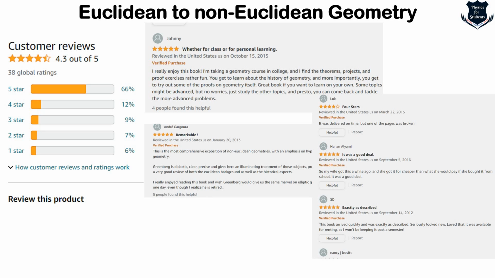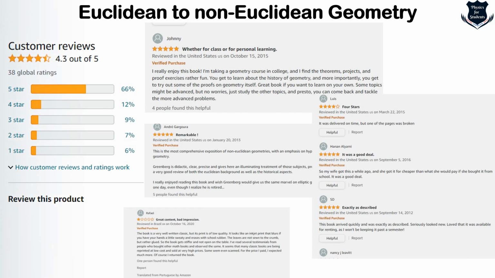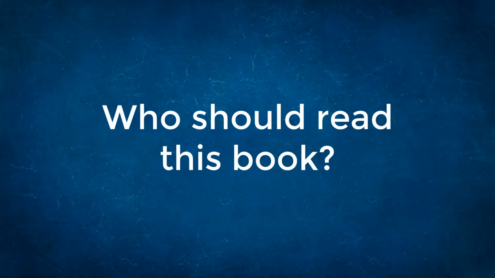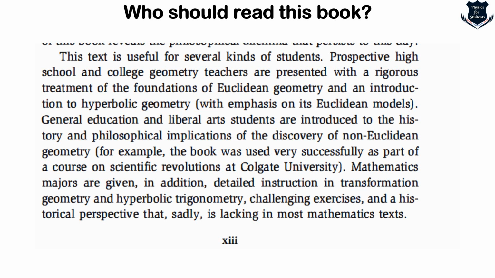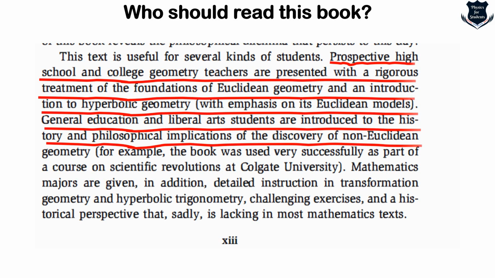Now again, the question is that every book is designed to make a certain part of the people educated. So that is why I want to show you who should read this book. I mean to say, has the author shown that this is directed to a particular group? Let us look into the next part of our video. So here you see Mervyn J. Greenberg says that prospective high school and college geometry teachers are presented with a rigorous treatment of the foundations of Euclidean geometry and an introduction to hyperbolic geometry. General education liberal arts students are introduced to the history and philosophical implications of the discovery of non-Euclidean geometry.